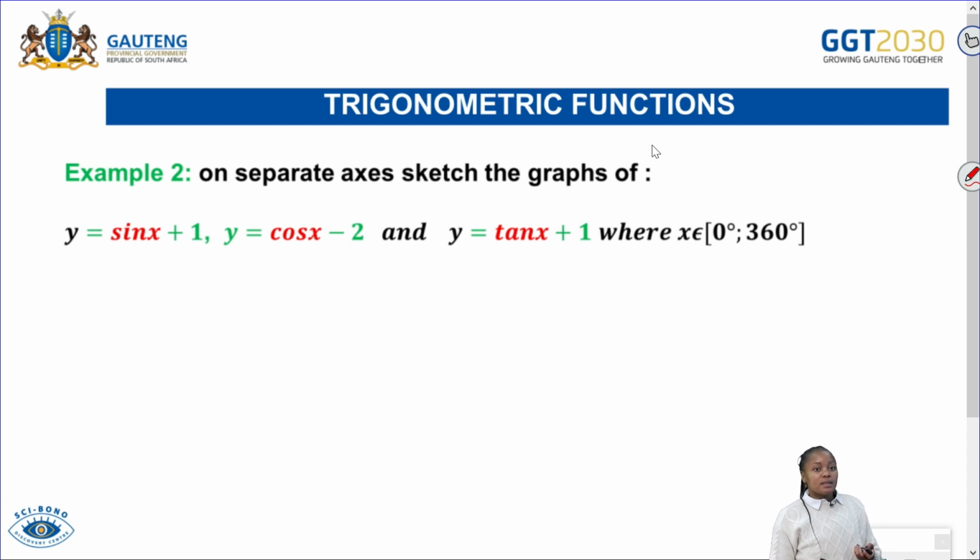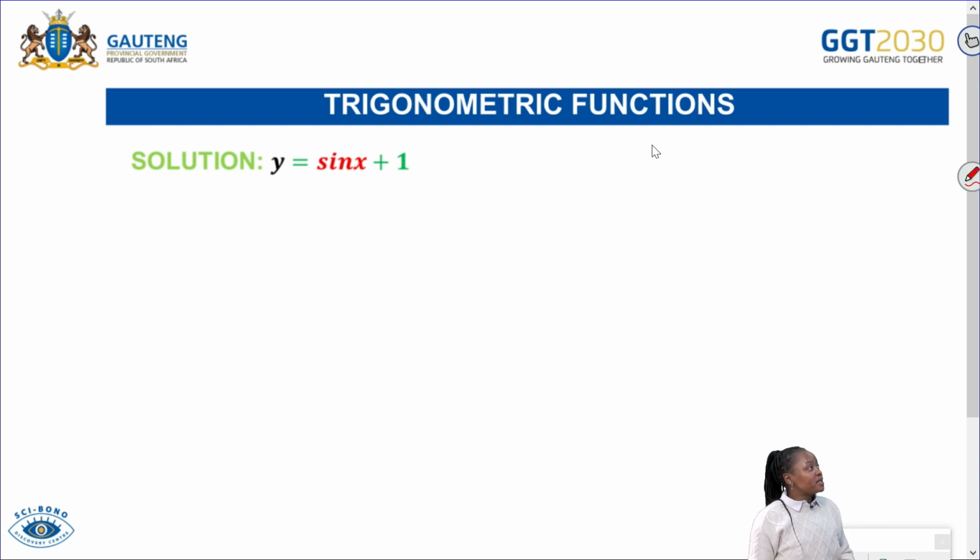Let's look at these examples. On separate axes, sketch the graphs of y = sin x + 1, also y = cos x - 2, and y = tan x + 1, where x is an element of 0 degrees to 360 degrees. Okay, starting with this one, I'll do the first one and then you'll do the second one. Ne?